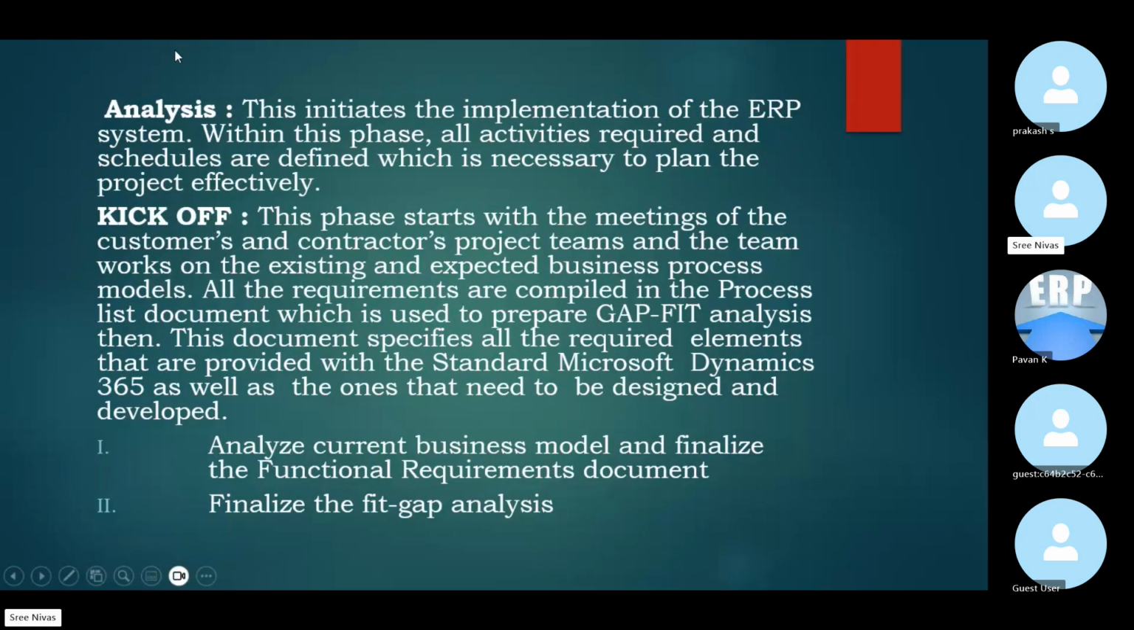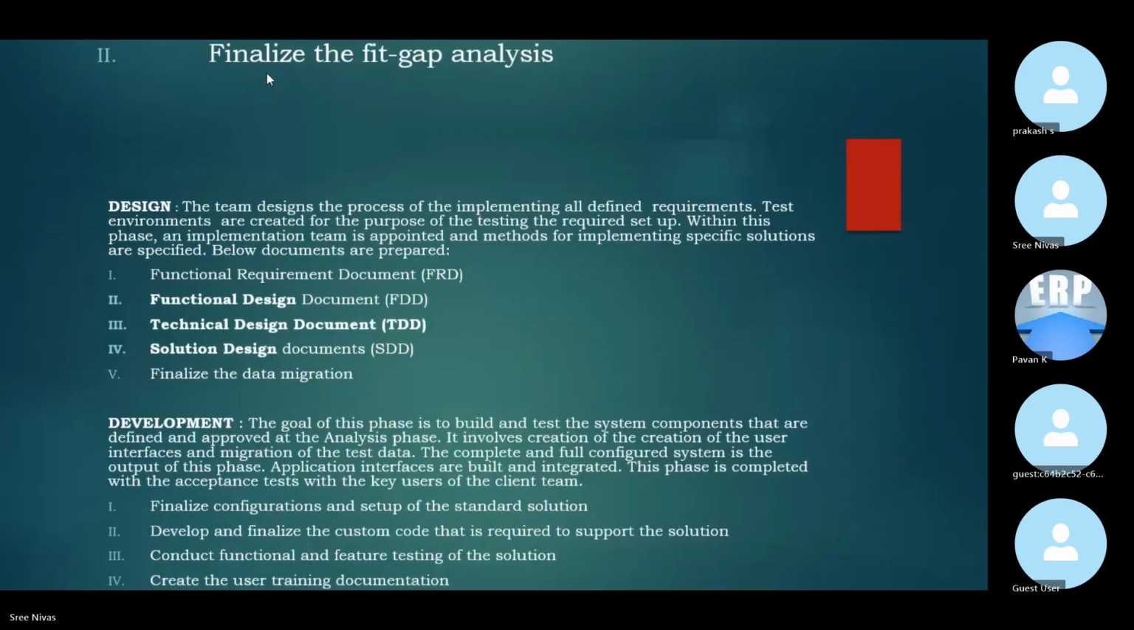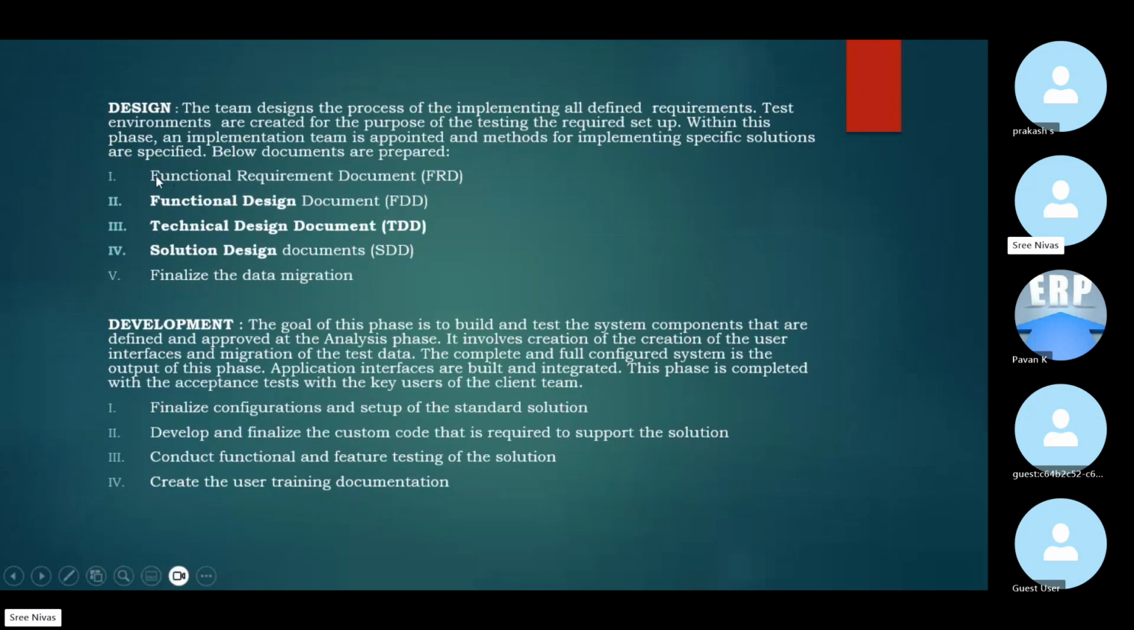Here we are going to have meetings. For example, since you come from the Dynamics background, you are not aware of SAP, and they are not aware of Dynamics 365. So we will start gathering the requirements, which we call the functional requirement document. These are the documents we are going to prepare, and we also call it a BRD, business requirement document.